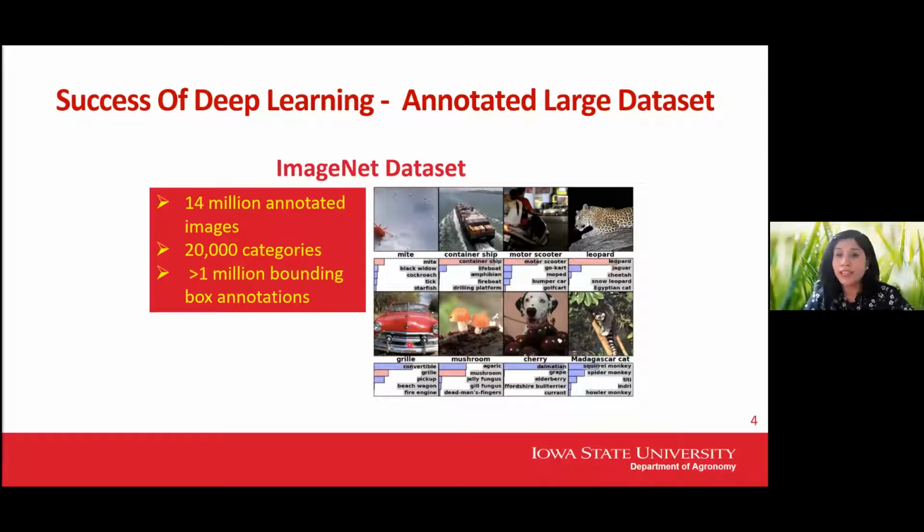And ImageNet was the game changer, as I told you earlier, that it changed the game totally for computer vision experts. And in 2010, Fei-Fei Li at Princeton University released the ImageNet dataset. And the beauty of this dataset is that it is a free dataset with more than 14 million annotated images, with 20,000 categories, and with more than 1 million bounding box annotations for detection problems. All the images in the ImageNet dataset are labeled by hand to indicate the objects pictured in these images and their corresponding categories.